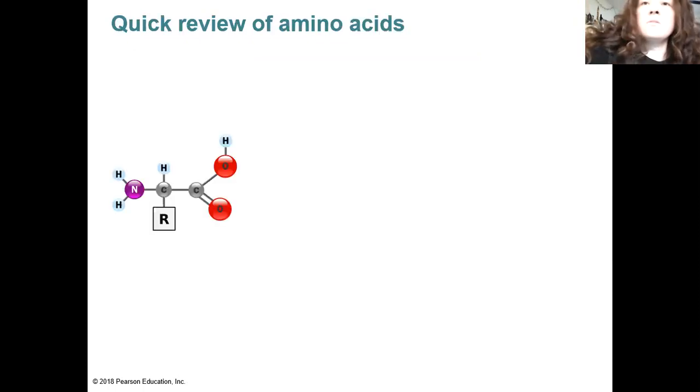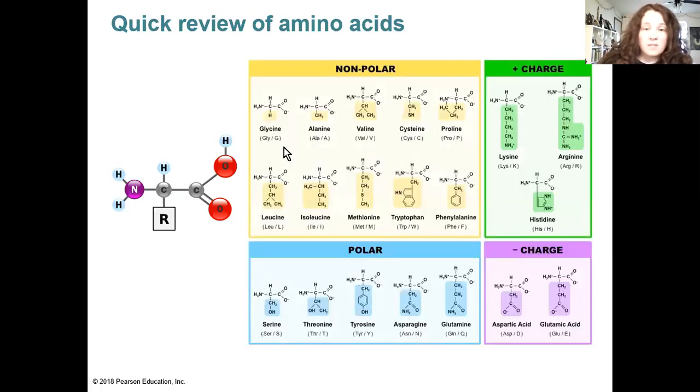Okay, let's do a quick review of amino acids because proteins are made of amino acids. There's 20 different types, and these are the 20 different types. They all have the same basic structure except for this side group here called R. All of those are different. And proteins are just a bunch of amino acids all strung together and folded up.